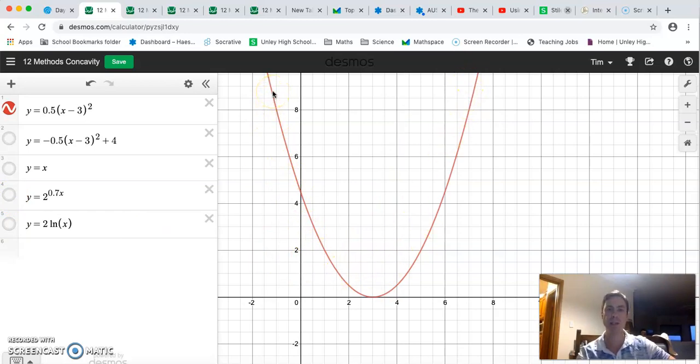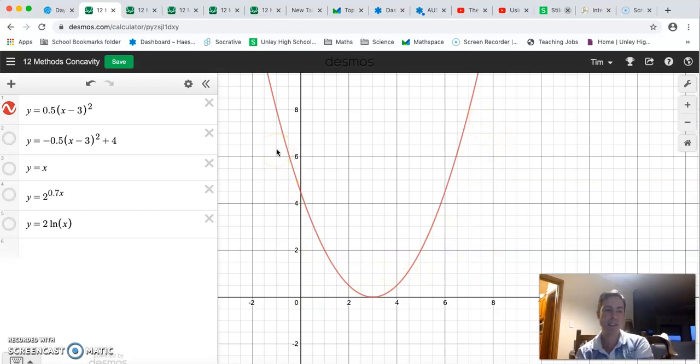Across the whole parabola, the gradient, as you move from left to right, will increase. The gradient itself is increasing, right? As you move from left to right. This is the concave up shape. You need to memorize that.